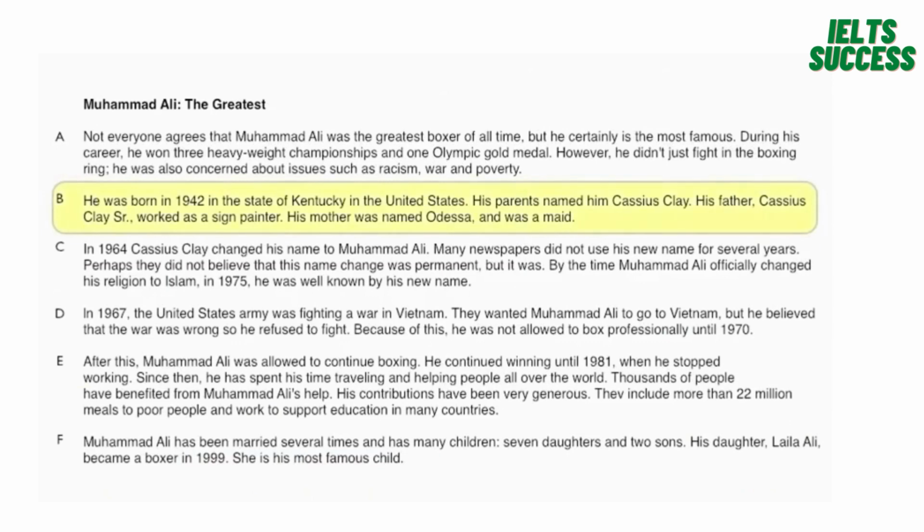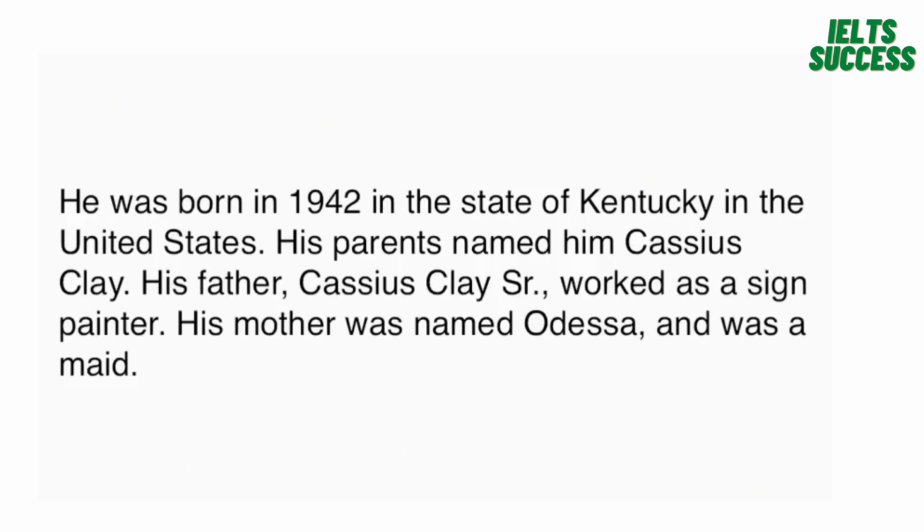Let's take a look at another sample section of the text. He was born in 1942 in the state of Kentucky in the United States. His parents named him Cassius Clay. His father, Cassius Clay Sr., worked as a sign painter. His mother was named Odessa and was a maid.